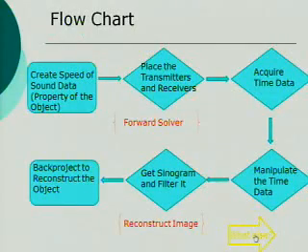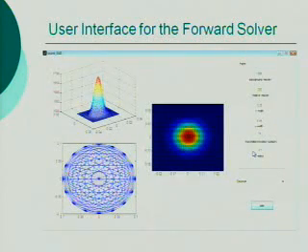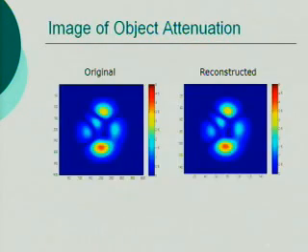So what else did I do? I also made a user interface for the user to create the object. The user can specify different parameters like background velocity, transmitter-receiver numbers, and the shape of the object. In this case, it's a Gaussian distribution. And this is an image of object attenuation. So instead of representing the object with speed of sound, you can also represent the object with attenuation factor. And this shows my program works.